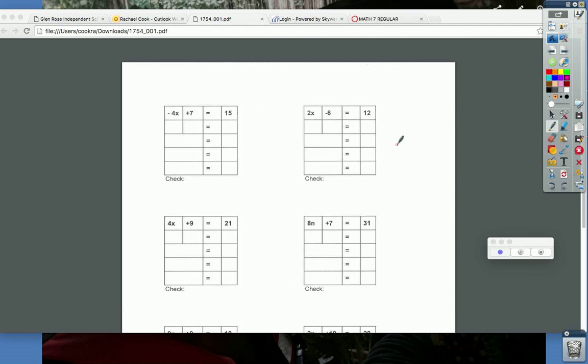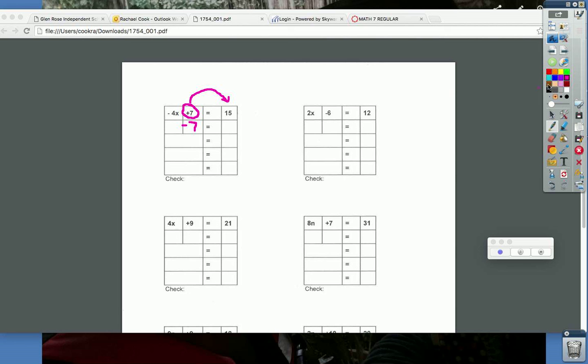Okay, when solving two-step equations, you're going to go to the side of the equation that has the variable, and you are going to find the number that's by itself. So here we have plus 7. Our goal is to move this plus 7 over here to the right-hand side with the other number. In order to do that, we're going to use the inverse operation. So we're going to subtract 7.